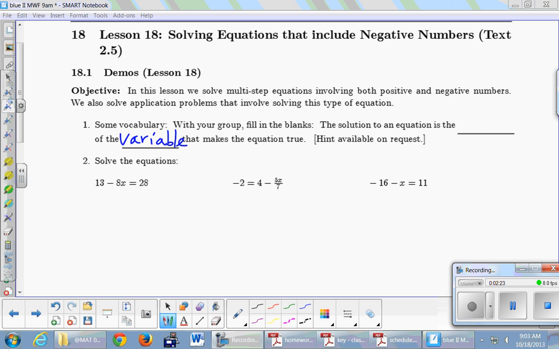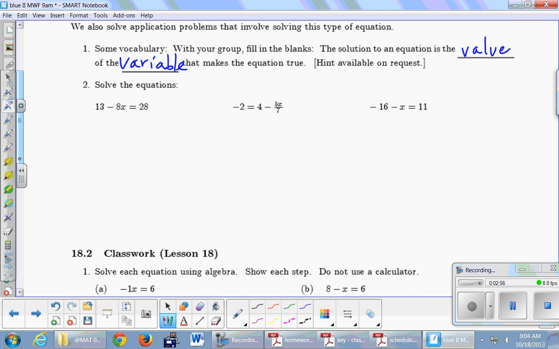So second word is variable. First word also starts with a V. Any ideas? It's the value. Good. So Amy, can you read the sentence with the blanks filled in now? Okay, so that seems okay. Just looking for numbers that make the equation true when you replace the variable with the number. Okay, so let's try number 2. We're going to solve these equations. These are multi-step equations. We'll do them together real quick, and then you guys will have lots of opportunity to do problems in your groups.